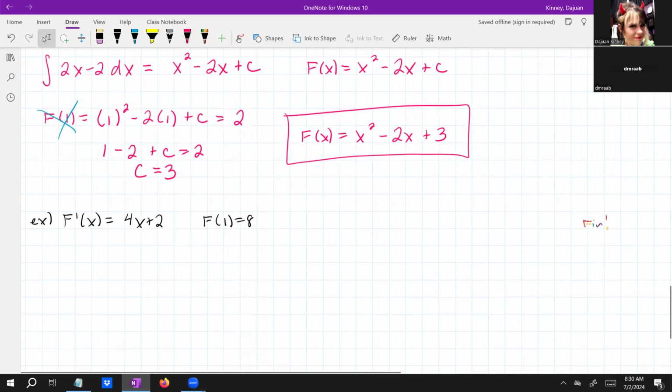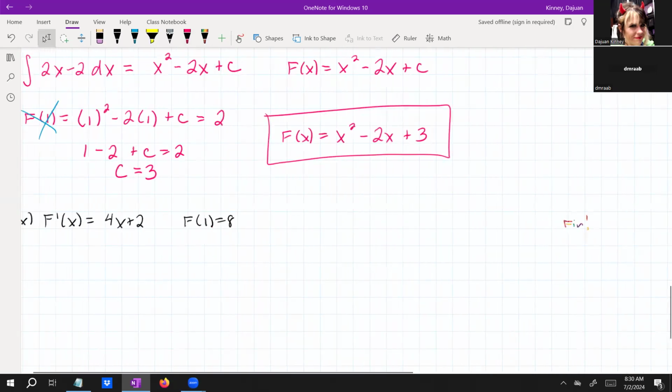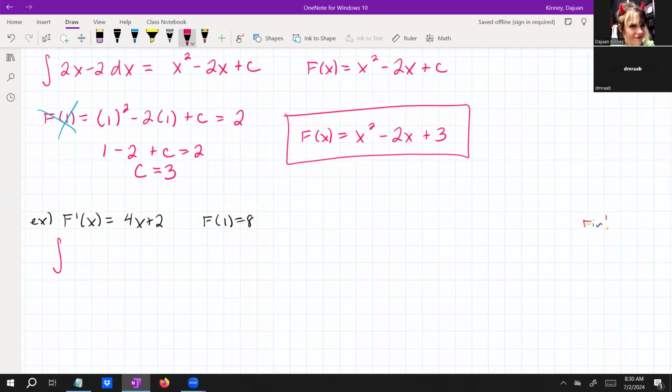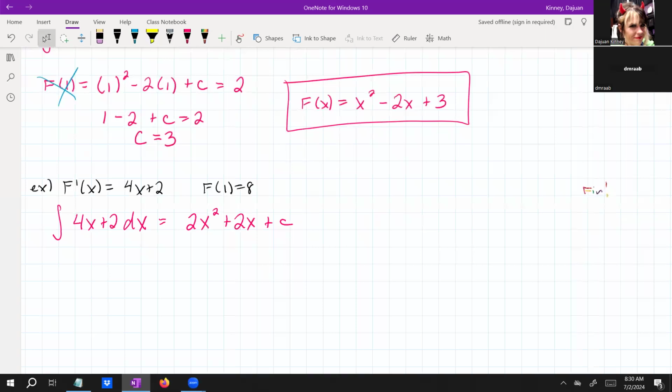All right, next one. x plus 2 dx. 2x squared plus 2x plus c. Yep, that looks right. And f of 1, it's not always 1, that's just the problems I found in the book.